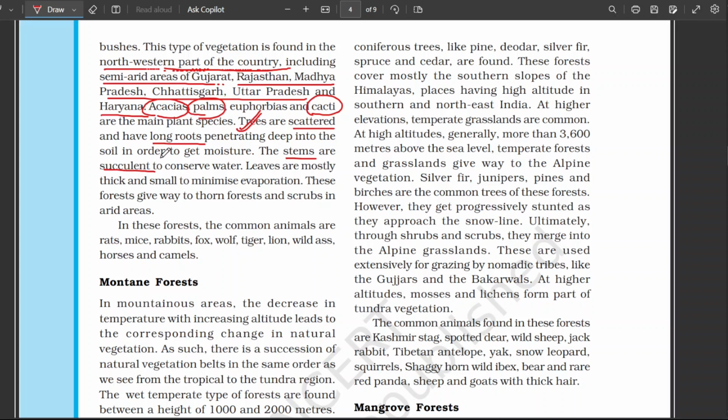Even leaves you can find sometimes thick. To conserve water, leaves are mostly thick and small. So small they in fact start turning into thorns at times. For example, in cactus. To minimize evaporation, these forests give way to thorn forests and scrubs in the arid areas. So this vegetation belongs to the semi-arid region, and from here further you will go into desert conditions, which is arid areas.